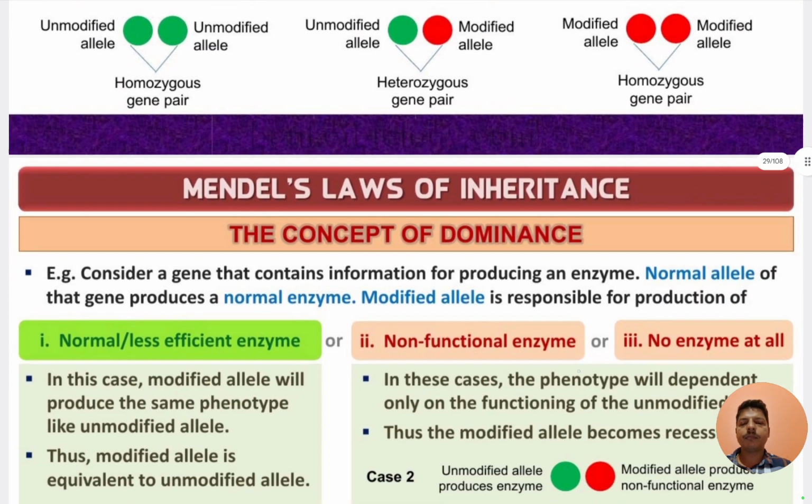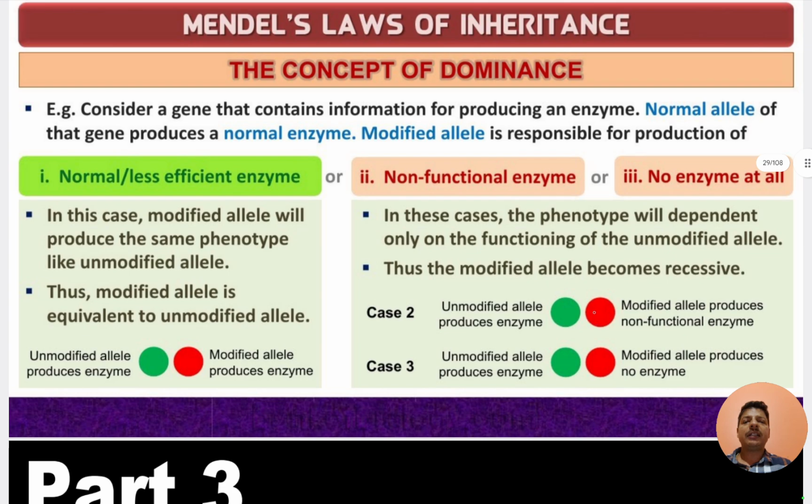Here, on to the concept of dominance. Example, consider a gene that contains information for producing an enzyme. We all know that genes are responsible for production of the enzymes. Normal allele of a gene produces normal enzyme, and the modified allele is responsible for production of three options: normal or less efficient enzyme, non-functional enzyme, or no enzymes at all.